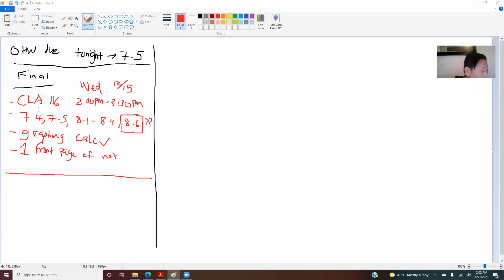You're allowed to use your graphing calculator in this case. If you don't have a graphing calculator, you can use your regular calculator. And also don't forget, you can bring 1 page of notes for your finals: just a front page, standard size paper. So this is your finals here.